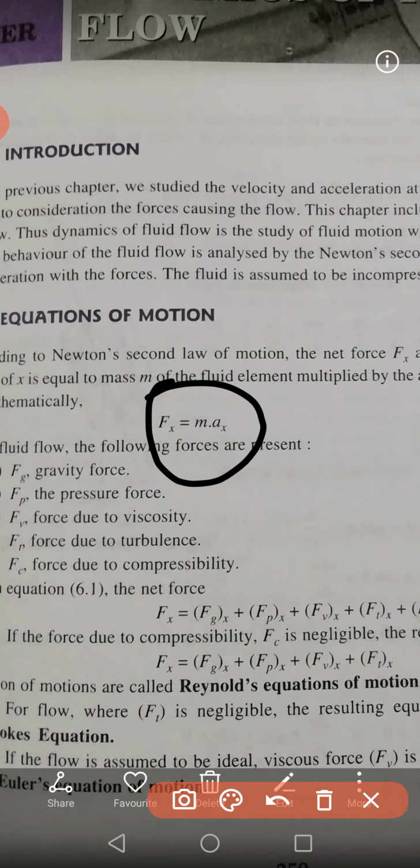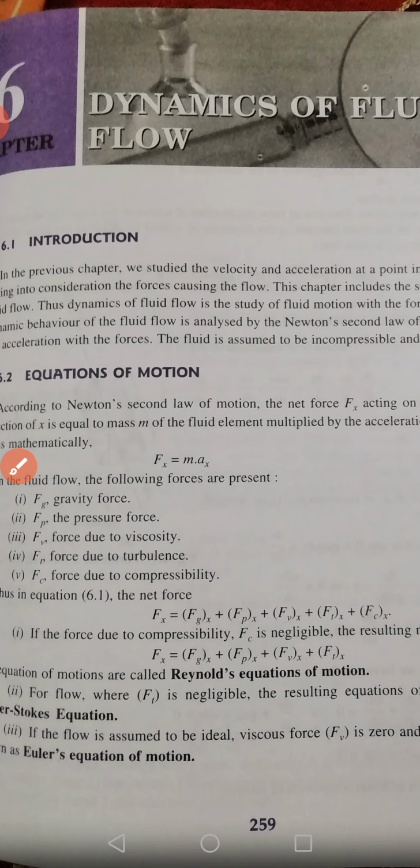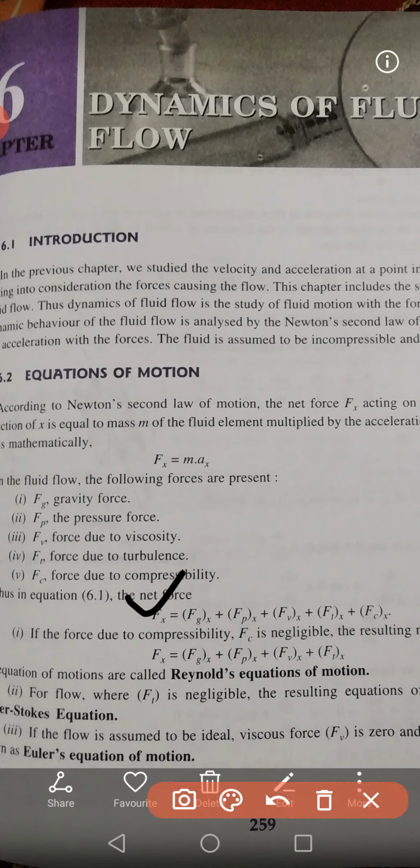We know that in the fluid flow there are five types of forces present. Firstly, it is gravitational force, second is the pressure force, third is the viscosity force, fourth is the turbulence force, and fifth is the force due to compressibility. These are the five forces that are acting on the fluid in fluid flow. So the net force is given by Fx equals Fg plus Fp plus Fv plus Ft plus Fc. It is the summation of all the five forces that are acting during the fluid flow.